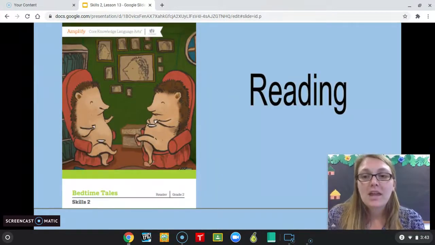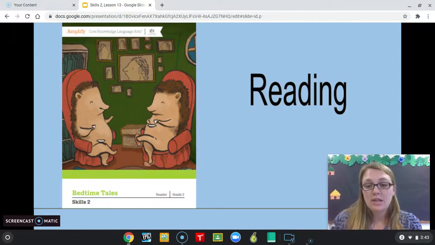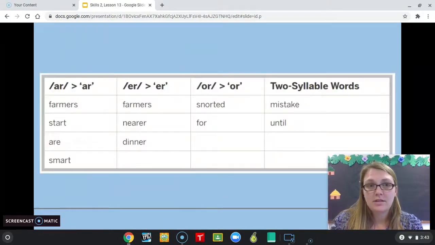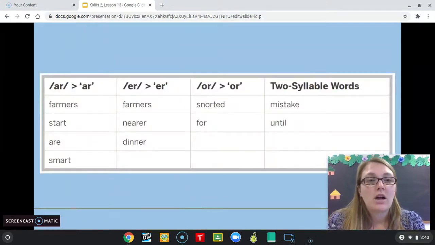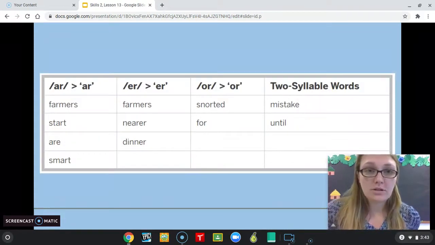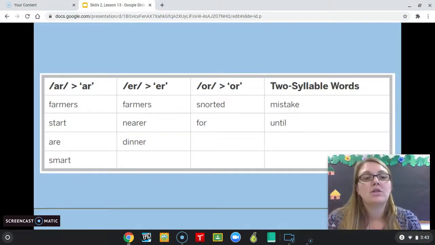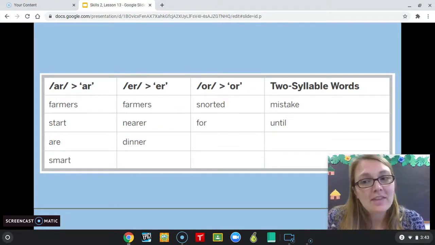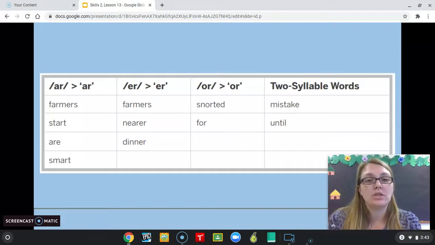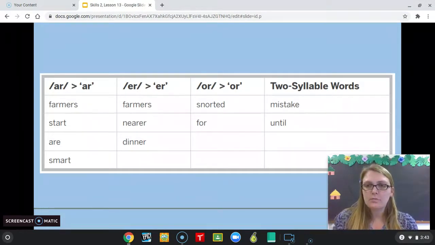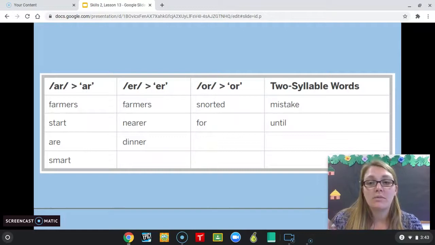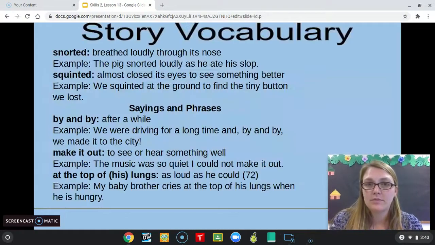All right, now for part 2, our reading portion. Here are our R words: farmers, start, R, and smart. Words: farmers, again, that's an R, and an near, and dinner. And then some of the OR words: snorted and for. And 2-syllable words, we have mistake and until.